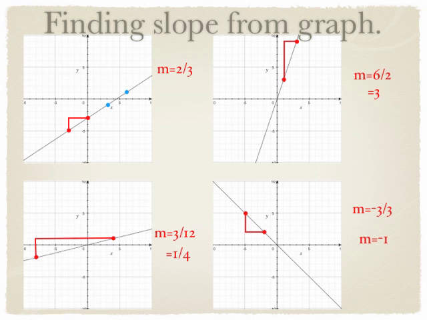Now notice I could have done things backwards. I don't have to go from the left point to the right point. I could have gone down 2, back 3, which would have been -2 over -3, and then the negatives cancel and I still have 2/3. The points don't matter, the order in which you do them doesn't matter, as long as you do things consistently. So that is finding the slope from a graph.